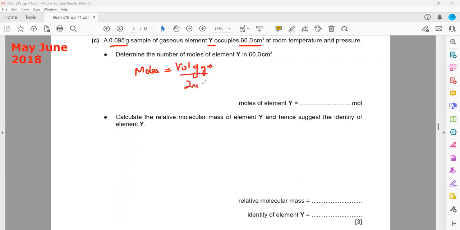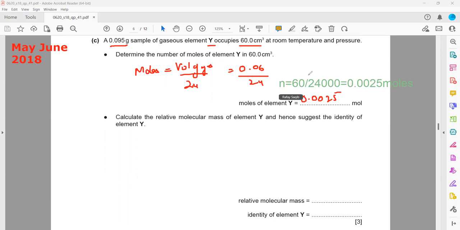But the volume of the gas should be in decimeter cube, so I have to convert 60 cm³ into decimeter cube. To convert, I divide by 1000. So this will be 0.06, and divided by 24. What's the answer for moles of Y? It equals 2.5 multiplied by 10 to the power negative 3. Usually it's better to write it as a decimal, 0.0025.